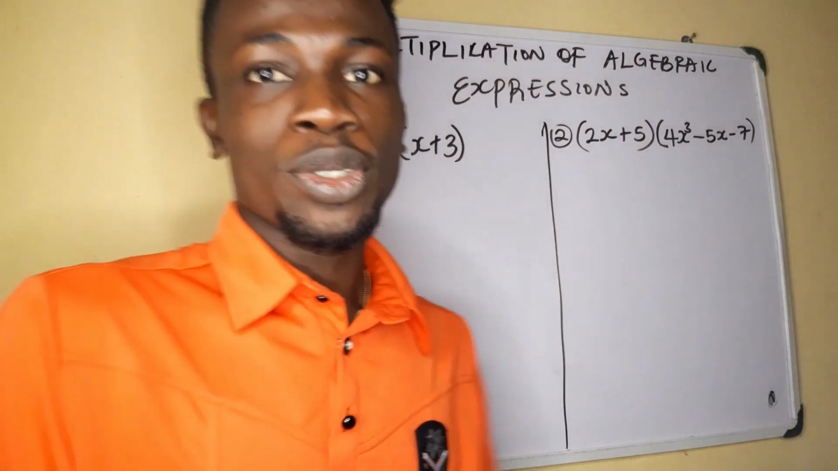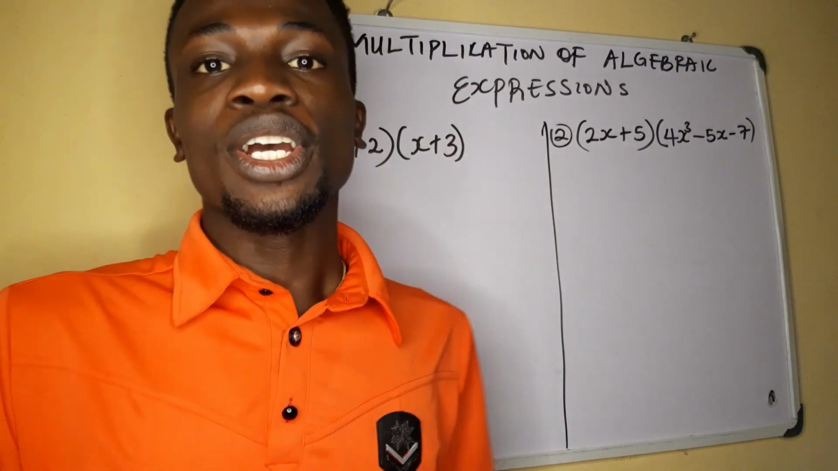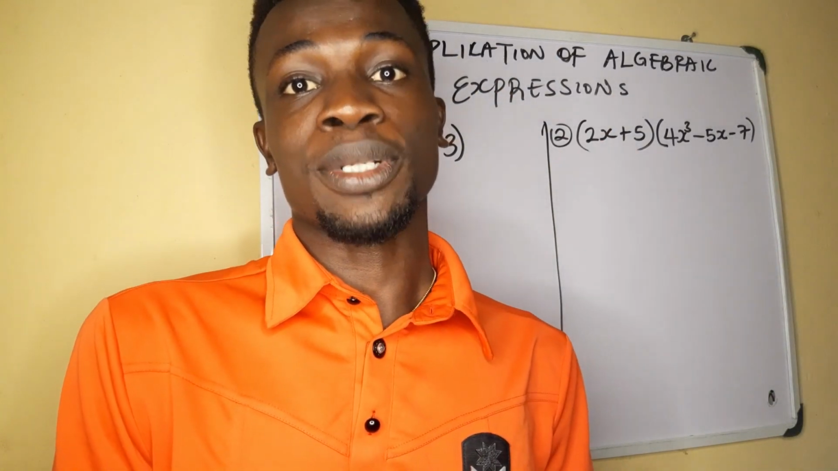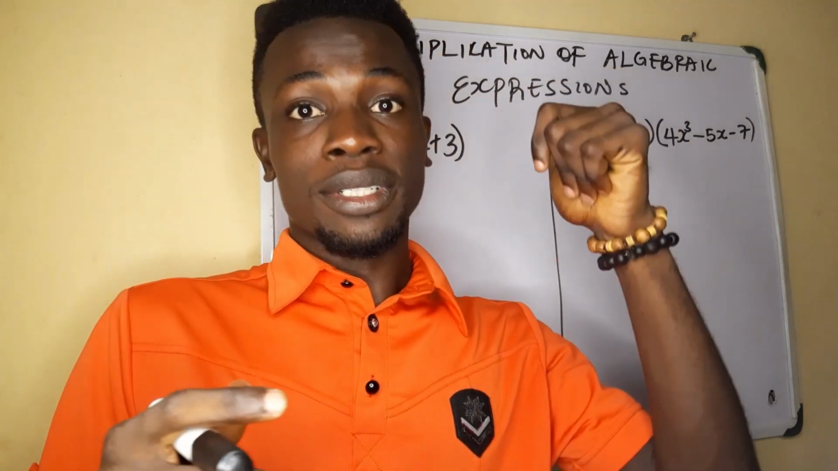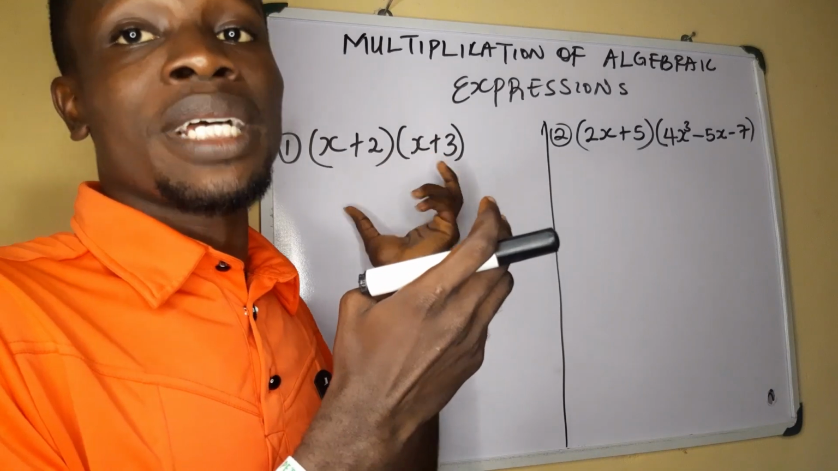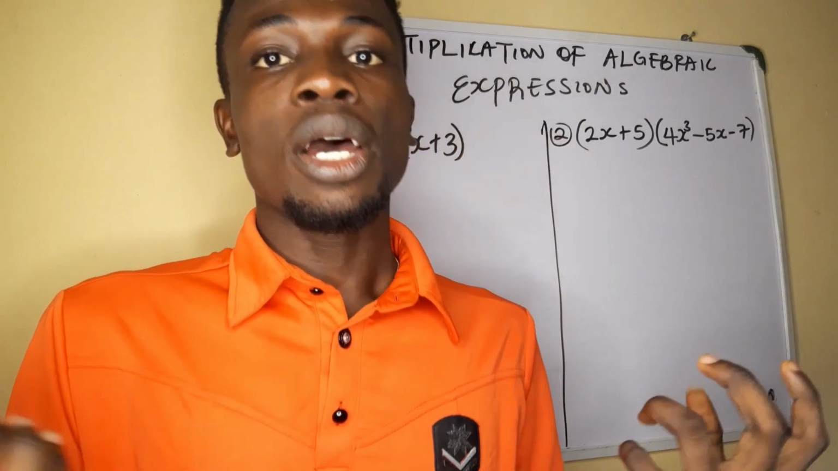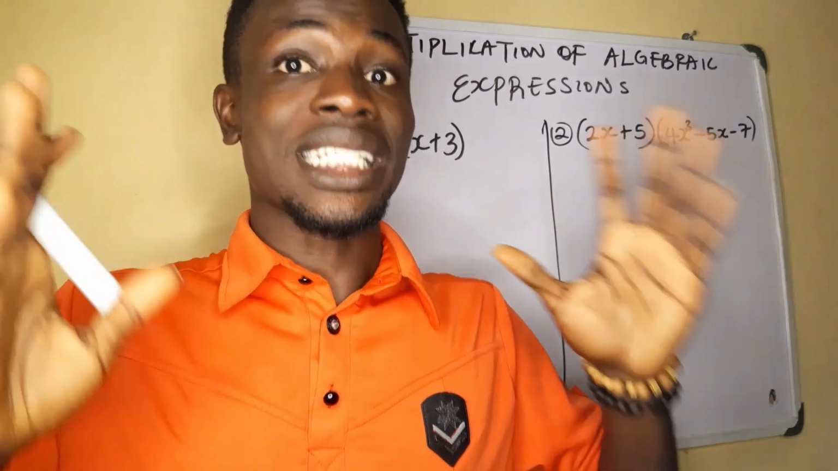In today's class, we'll be doing a quick question on multiplication of algebraic expressions. So how do we multiply algebraic expressions? I've given you a tip in the previous video, so we're still going to follow the approach here. To multiply algebraic expressions also means to expand algebraic expressions. So it's the same thing as expansion.